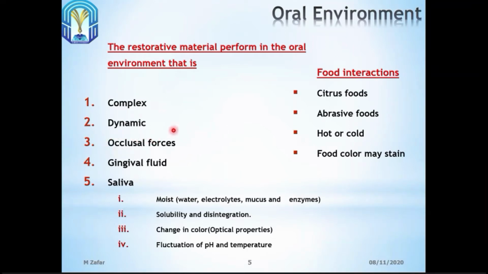Occlusal forces coming from force of mastication. And then we have gingival fluid and saliva. We all know we have various components in saliva like electrolytes, mucus, enzymes. So they might affect the restoration. They might solubilize certain restorative materials. Solubilize means they can dissolve them, they can wash out, they can disintegrate, might change color, and also change the pH a lot. Because if someone is eating sugary food, it is likely to drop the pH. So pH will be acidic.